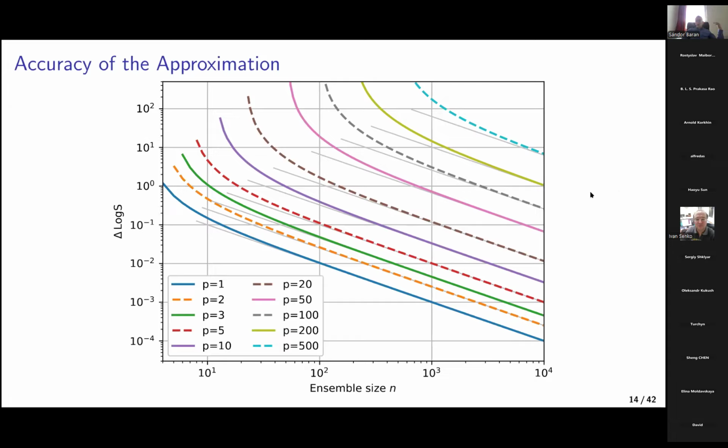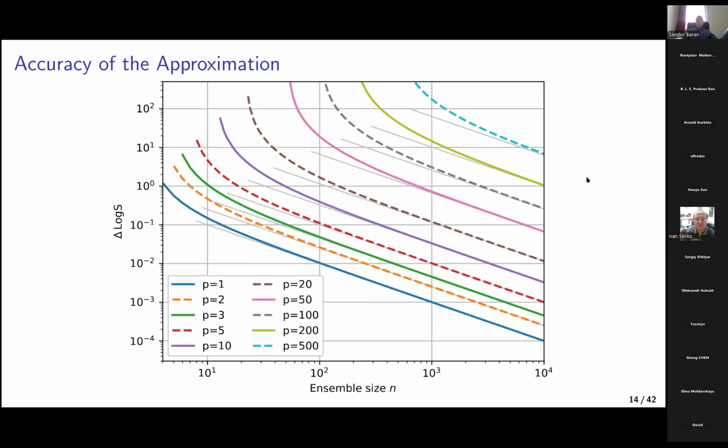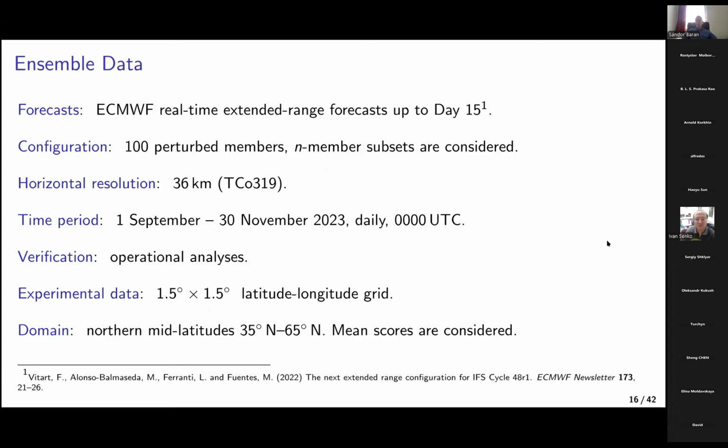So, in that way, this was the theoretical part. And now we wanted to test our result, the behavior of this fair score, on real live data. And we considered some case studies.